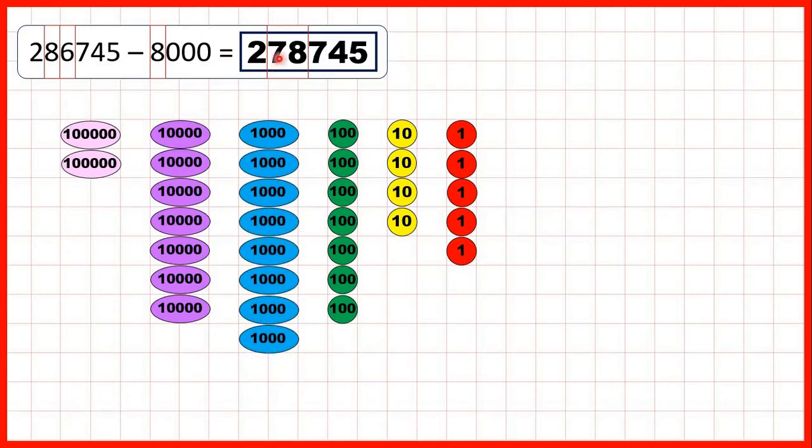So we now have 7 10,000 counters because one of them we needed to use to exchange for 10 more thousands, and now we have 8 thousands. So that's why we could highlight not just our thousands digit, but our 10,000s digit as well, and 86 minus 8 is 78, which tells us that we will have 7 10,000s and 8,000s in our answer. And of course, all of our other place value counters have stayed the same.